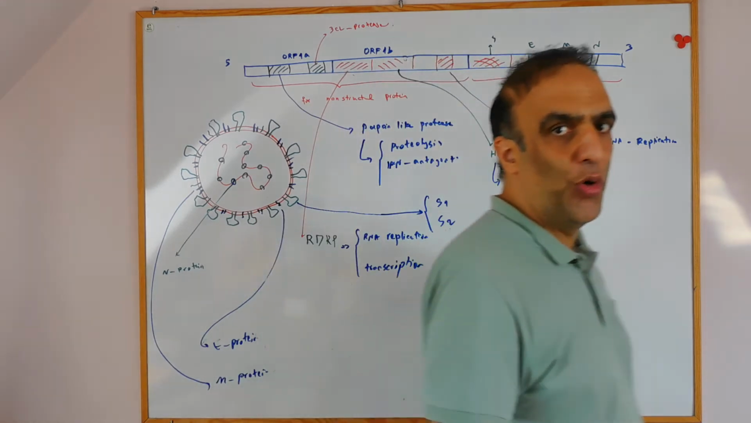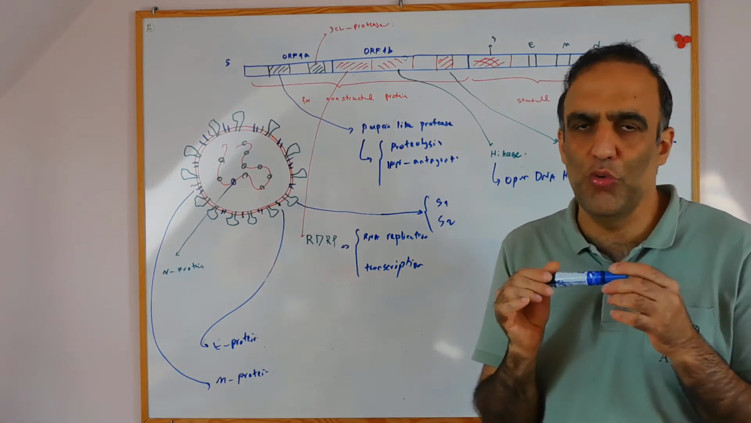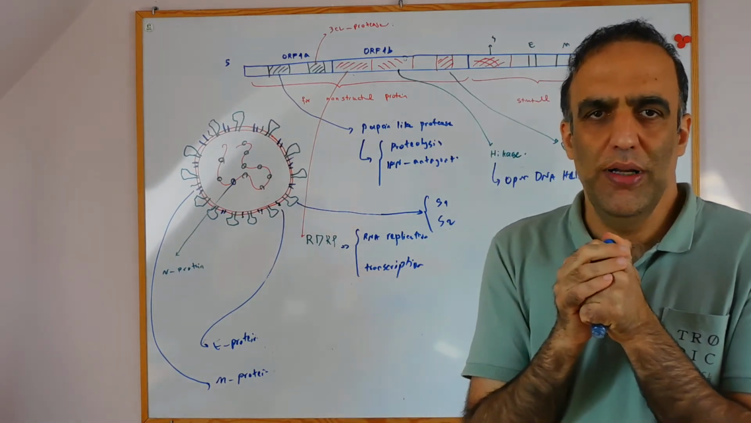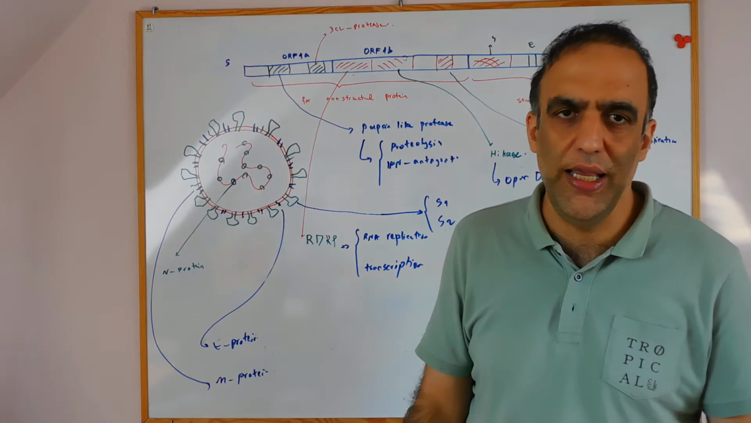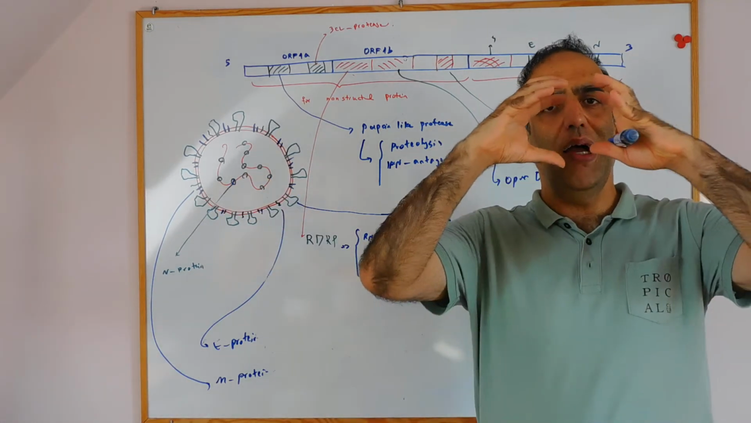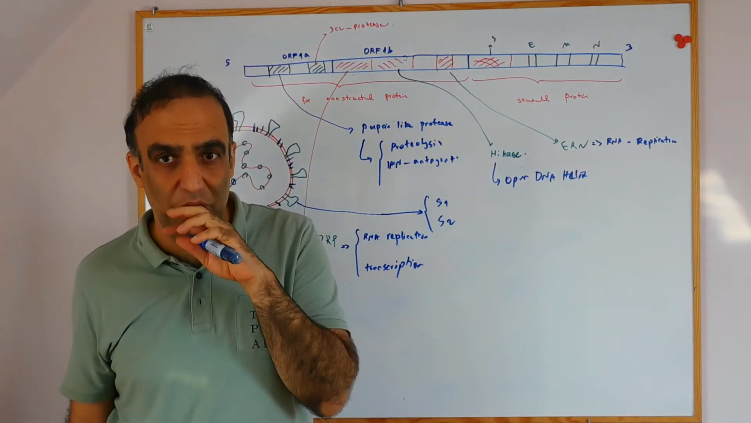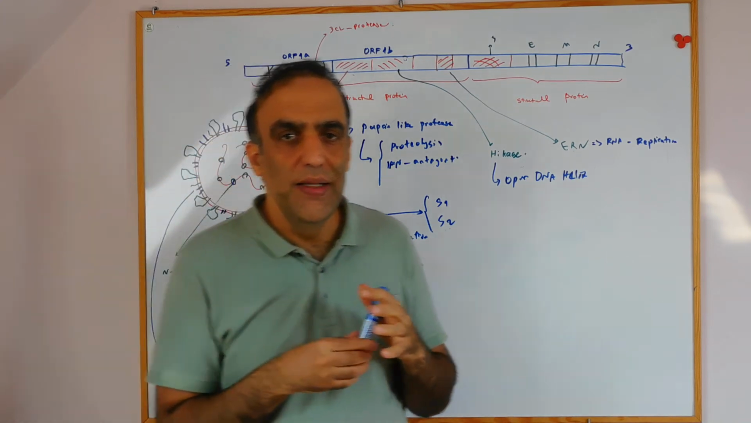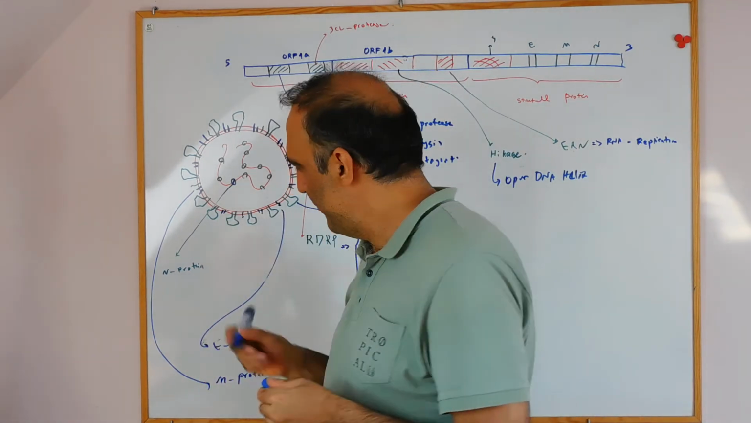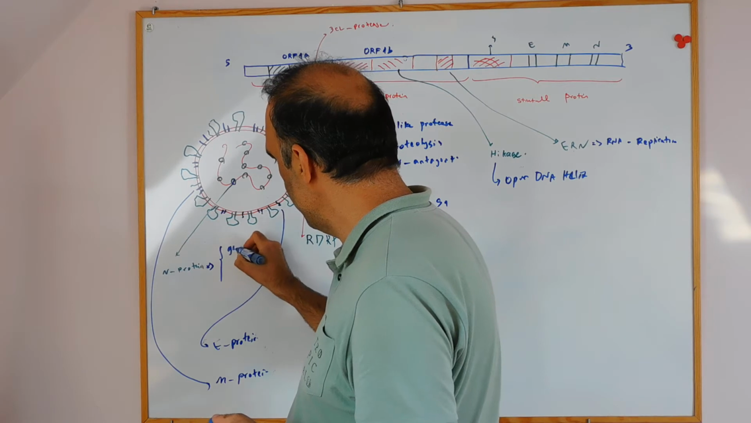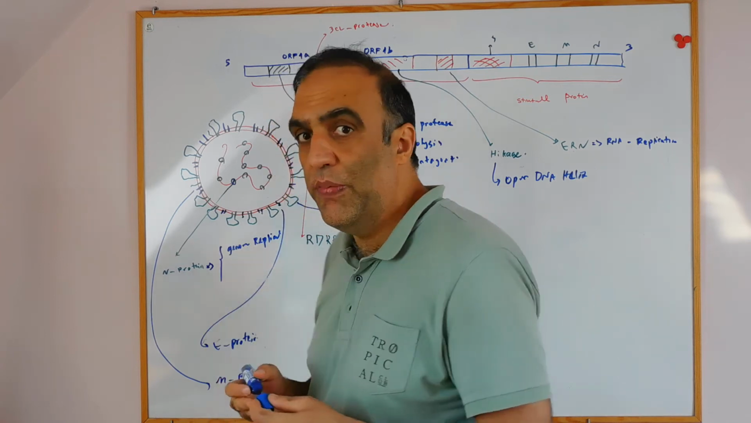Okay, the first protein is the M protein. As you see, the M protein has two domains, and both of these domains bind the RNA genome from both sides. Both domains bind to the RNA, and it's very important. When it binds, it helps with genome replication, and it also helps with transcription.